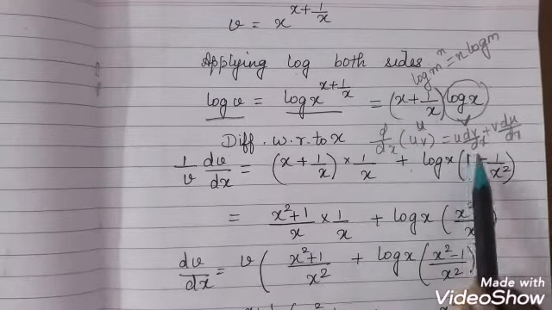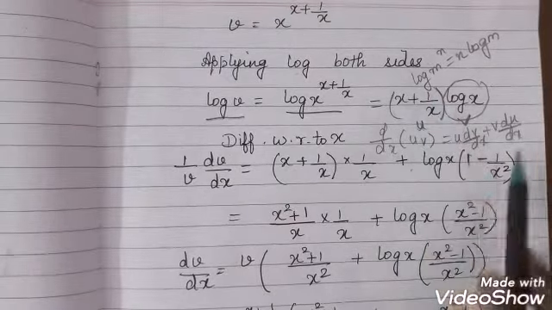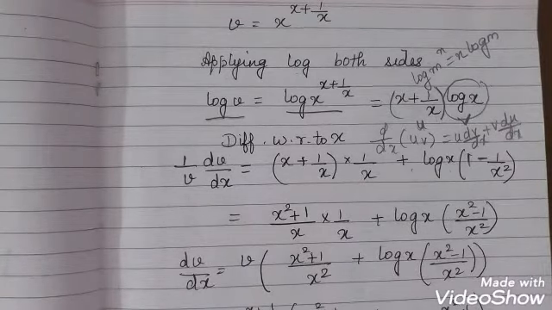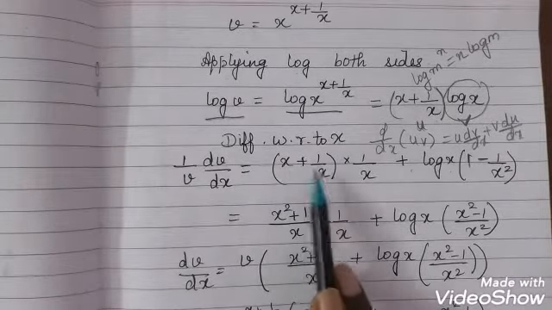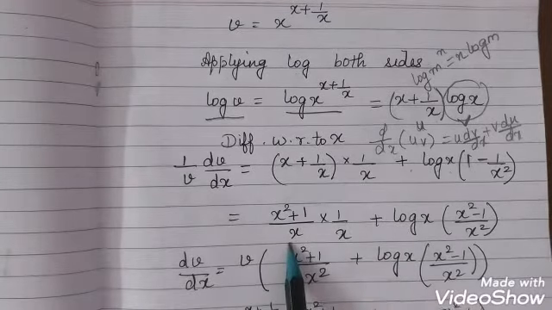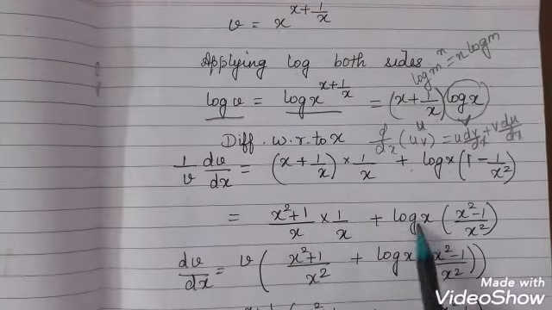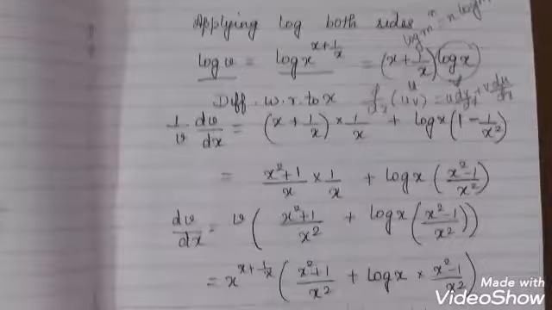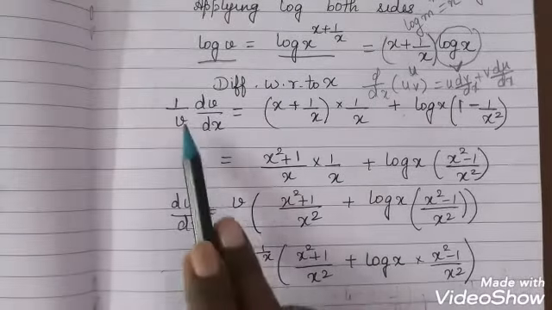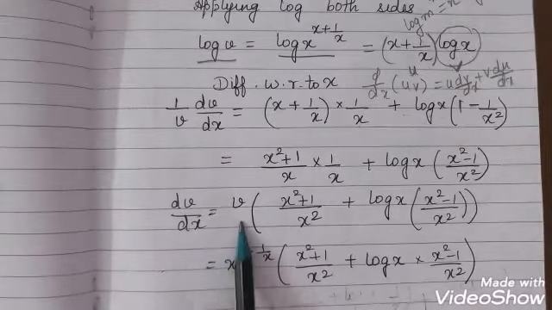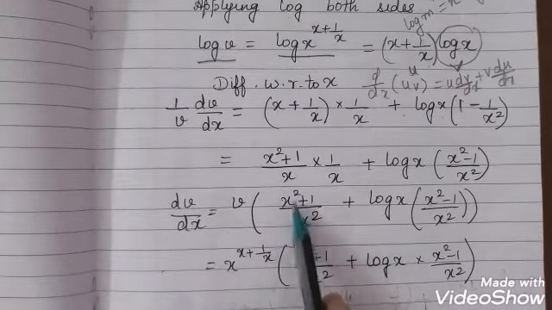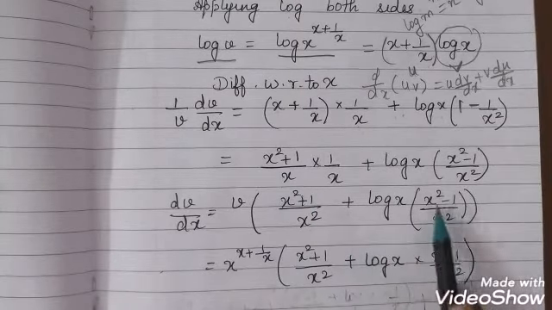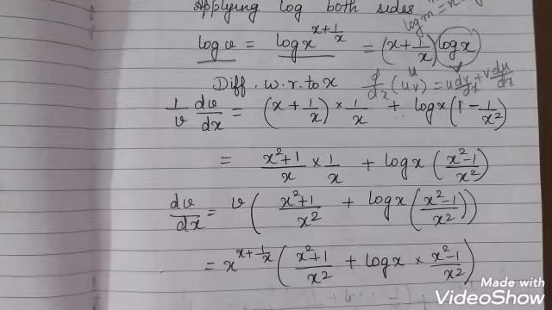What is differentiation of x? That's nothing but 1. What is differentiation of 1/x? That's nothing but minus 1 divided by x squared. So you're left with 1 minus 1/x squared. Now we'll simplify it. What will I get? When I cross multiply, it's (x squared + 1)/x into 1/x plus log x into, again here when you cross multiply, (x squared minus 1)/x squared. So when I cross multiply this v, you're left with dv/dx is equal to v into [(x squared + 1)/x squared plus log x into (x squared minus 1)/x squared]. This is what you have here.